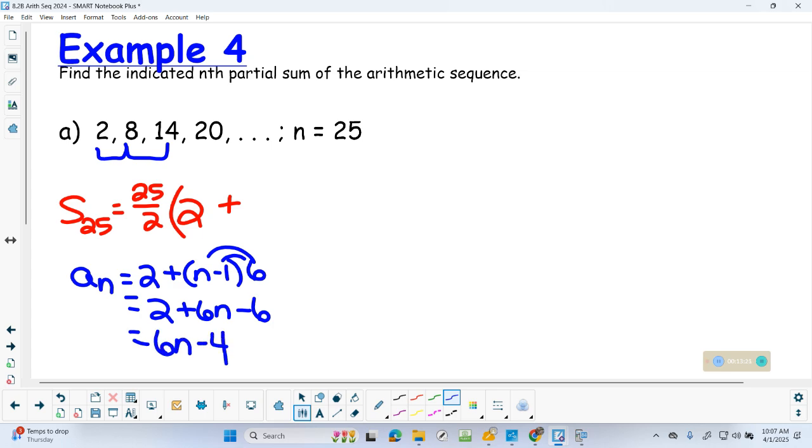Now the reason I did all of that is now I can put a 25 in there and get the 25th term. So what's 6 times 25 minus 4? Got it. So now I'm going to go back up to my sum formula and finish it and put the 146 in there.